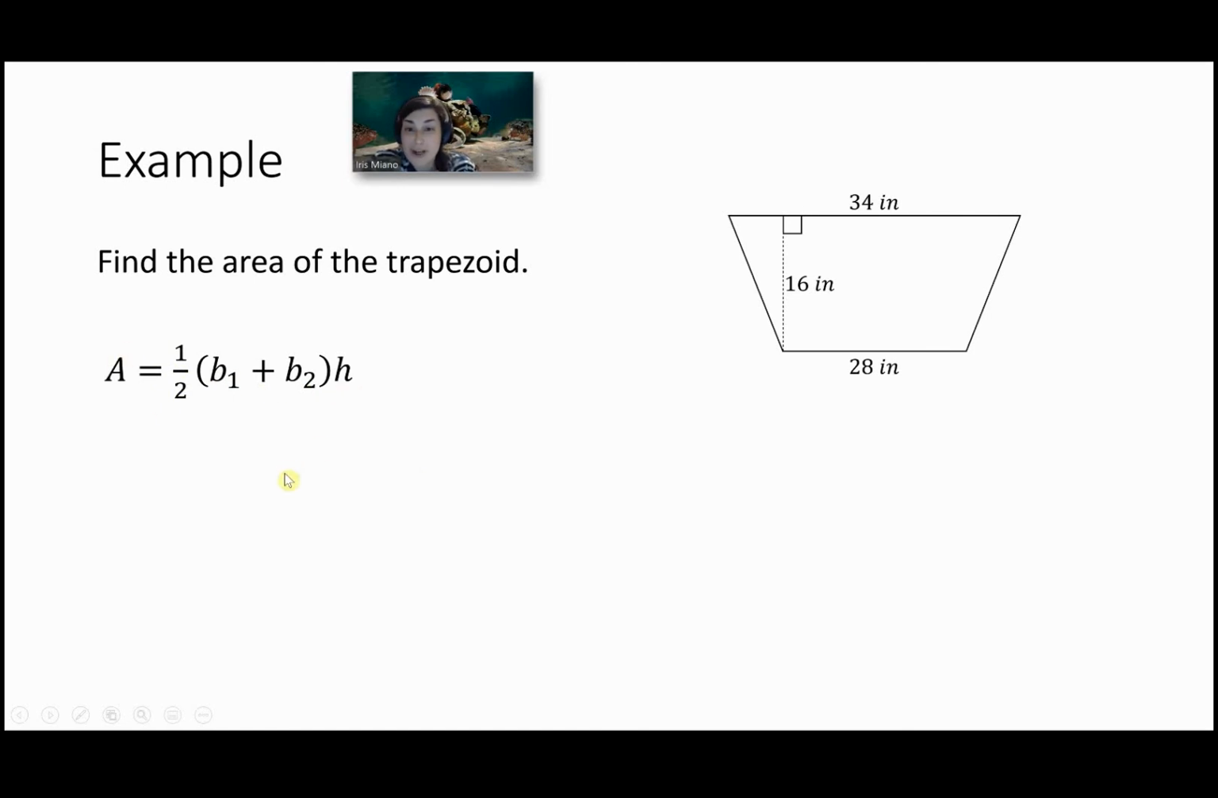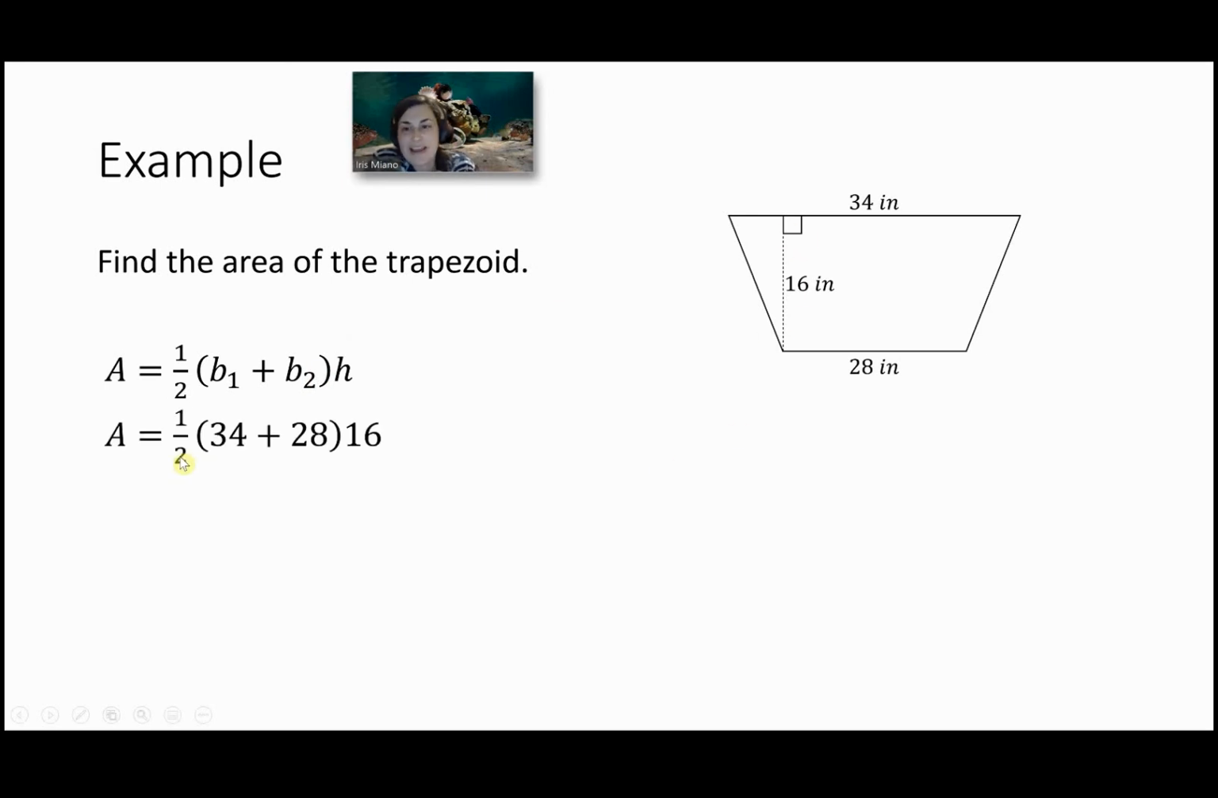So just plug and chug, folks. B1 is either 34 or 28. B2 is the other base. It doesn't matter which one because addition is a commutative operation. You can do it in whichever order you want. And the height is the 16-inch length there.